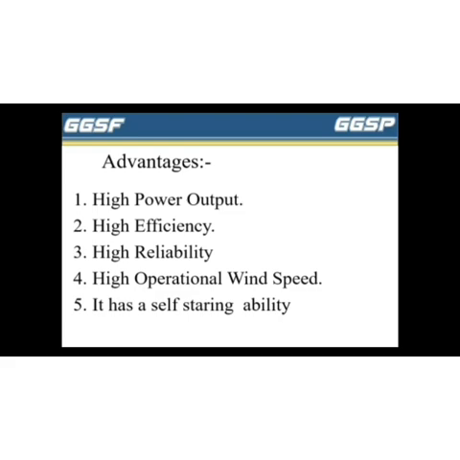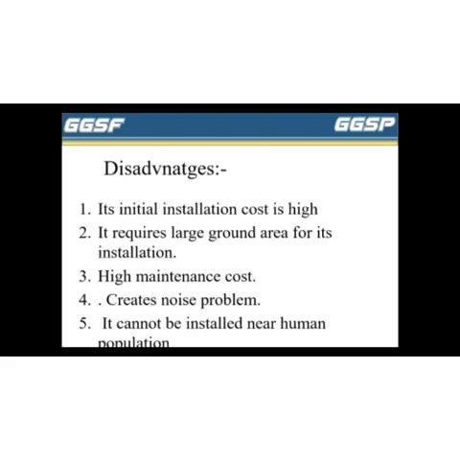Advantages. Advantages of the horizontal axis wind turbine are as follows. First, high power output. Second, high efficiency. Third, high reliability. Fourth, high operational wind speed. It has a self-starting ability.